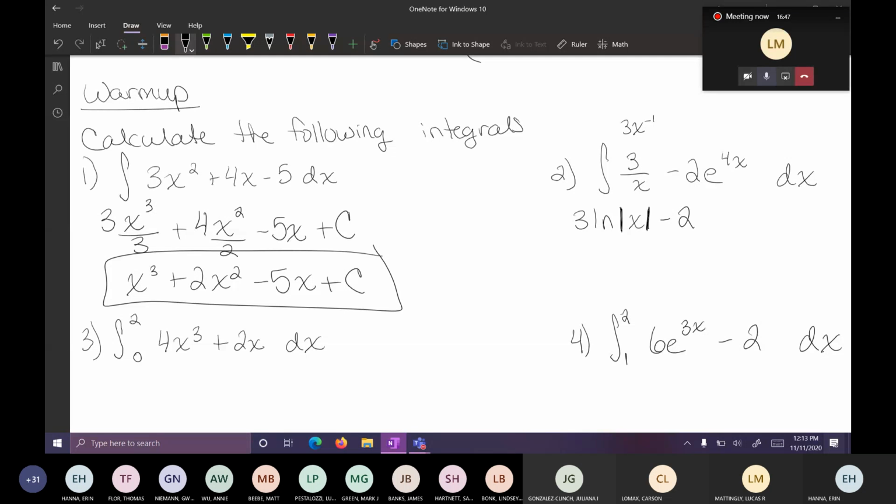The 2 comes along for the ride. If you're in an e to the kx situation, you have an e to the kx. But then the antiderivative rule says we divide by that constant, or multiply by it in fraction form in the front, plus c. So if you want to clean that up just a tiny bit, that would be 1/2 e to the 4x plus c.